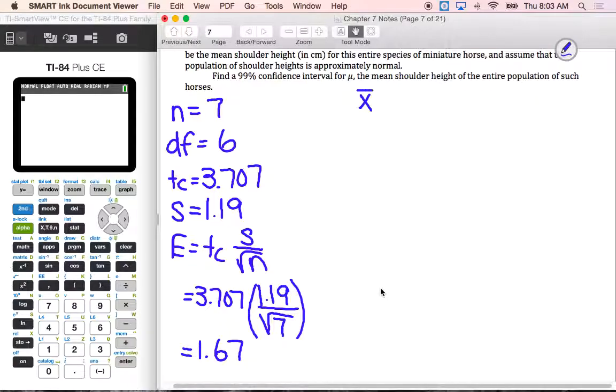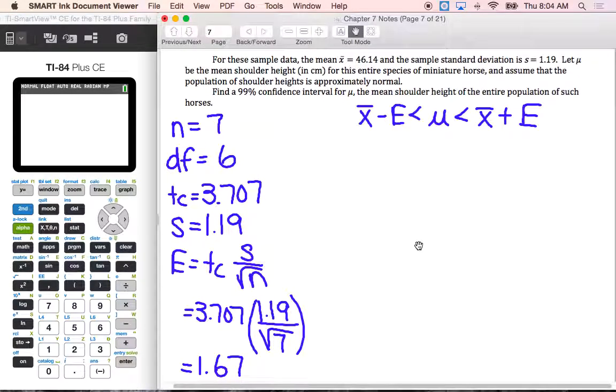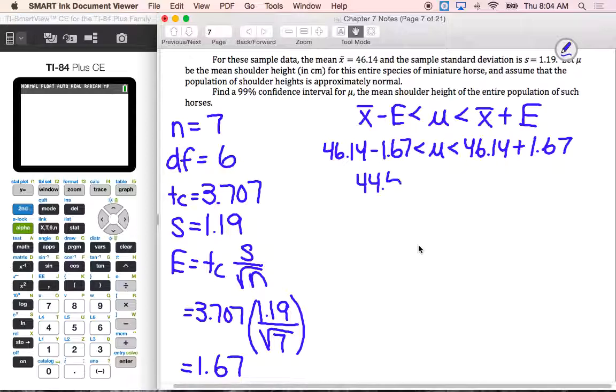So we have to take x bar minus it and x bar plus it. Now they told us in the problem here that our x bar is 46.14. So minus that 1.67. So that means my interval should be between about 44.5 and 47.8.